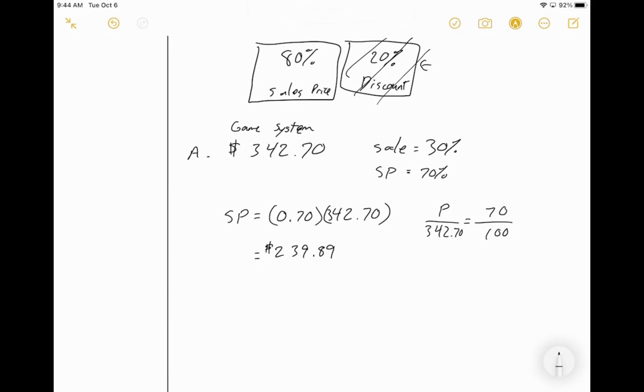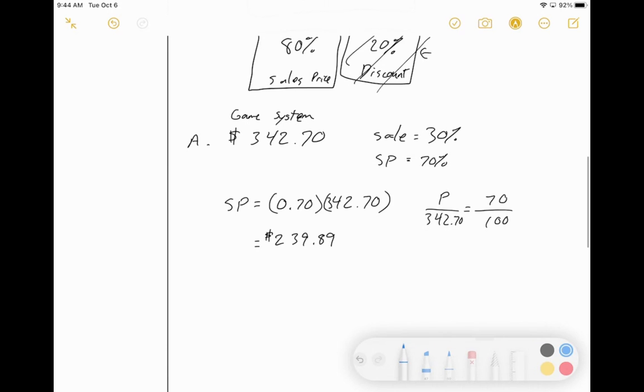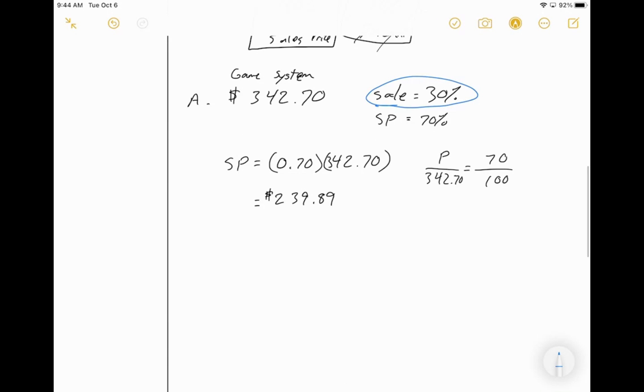What do you mean, Mr. Leong? Well, just watch for a second here. What you would do yesterday is this, and I'll do it in a different color. Yesterday, you would have taken the sale amount and said 30 over 100 is equal to P over 342.70. You cross multiply and solve, so that's 100P is equal to 342.70 times 30.